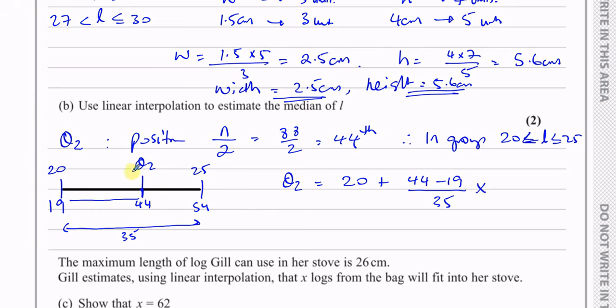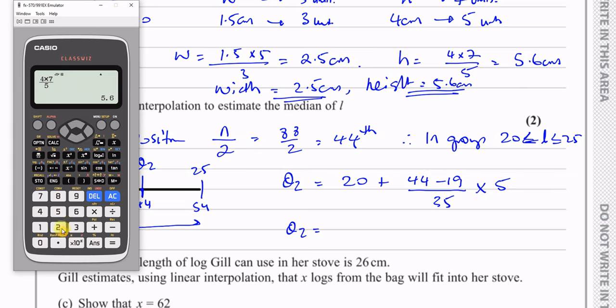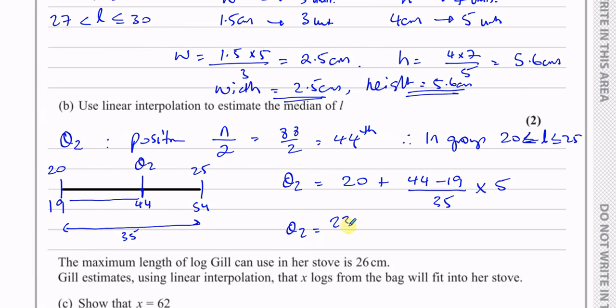The distance between here is 5. So this fraction will tell you how far along this bar Q2 is going to be. So it's going to be 20 plus 44 minus 19 divided by 35, multiplied by 5. That gives us 165 over 7, which is about 23.5714. They didn't tell us how to round it, so we'll round it to 3 significant figures. Therefore the median is equal to 23.6 centimeters.